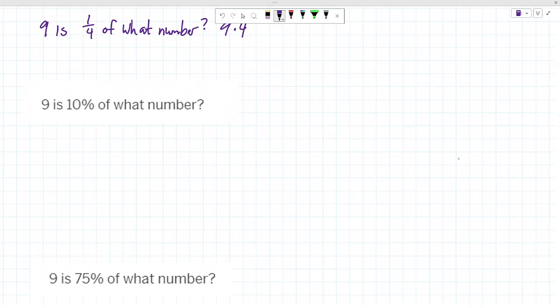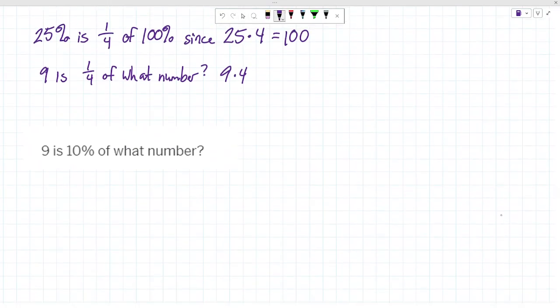So on the next one, again, we're going to use a similar strategy. So 10% is what fraction of 100%? Maybe we'll go back and fill in that blank. So 10 times what equals 100?